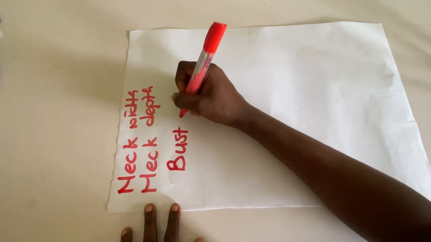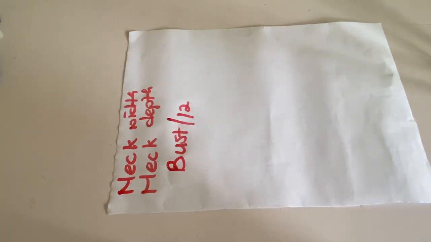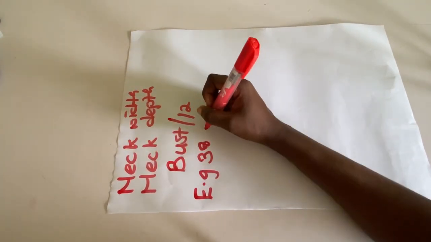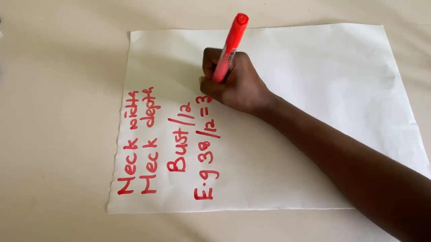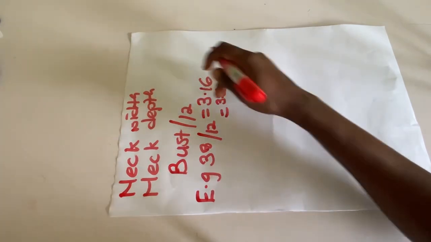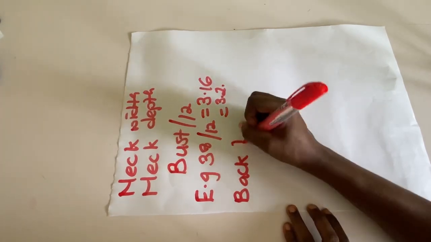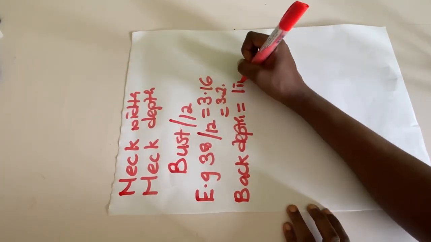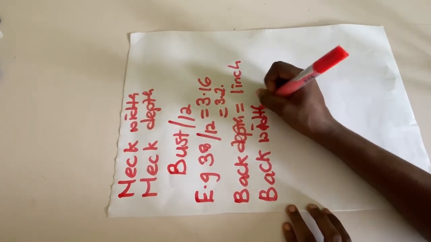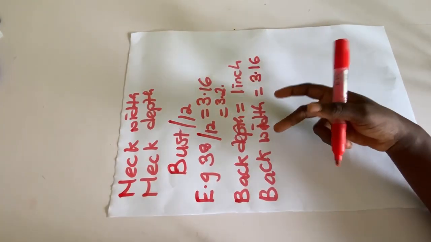So the formula is your bust circumference divided by 12. So for example now, I have a bust of 38. Let's use 38 now. 38 divided by 12 is going to give me 3.16. So I will approximate it to 3.2 or leave it at 3.16, whichever way it works for me. So now to get the back depth, your back depth is 1 inch. It is constant. While the back width is the same as the calculation that you have earlier, 3.16 or 3.2 when you approximate it.